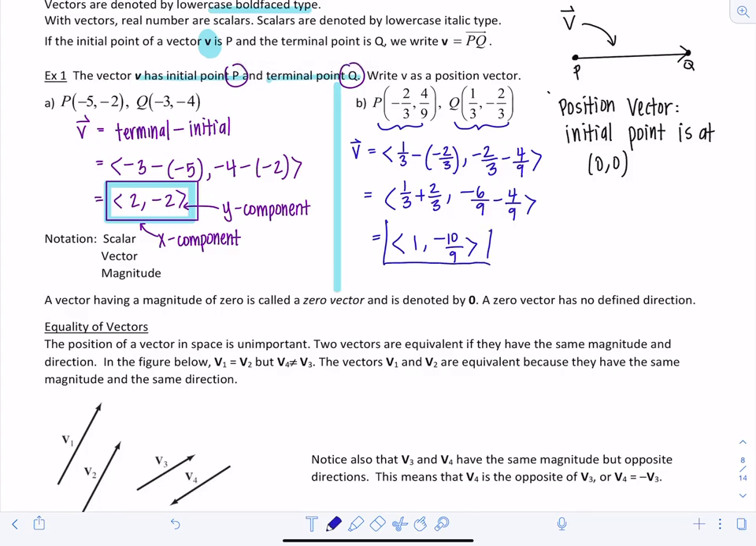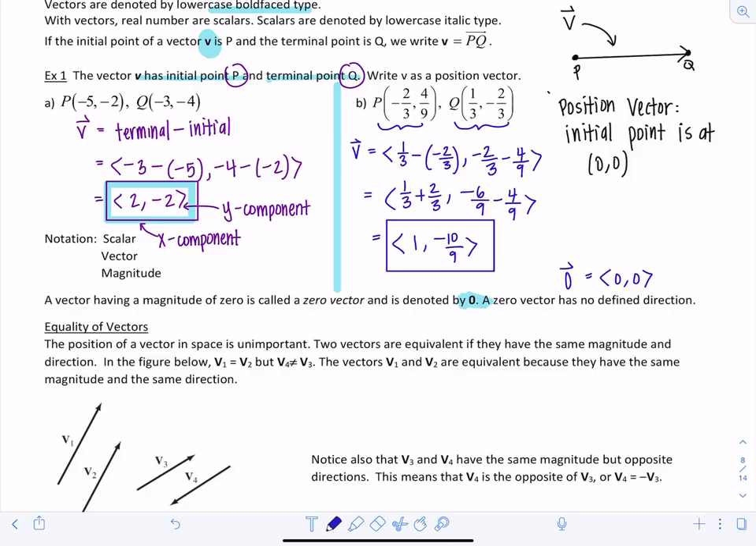Okay, so you don't call them coordinates when you're dealing with a vector. You call them components. Good. Now, a vector having a magnitude of 0 is called a zero vector, and it's denoted by boldface type 0. And a zero vector has no defined direction. If you were going to write out its components, you would say zero vector, and both the components would be 0.